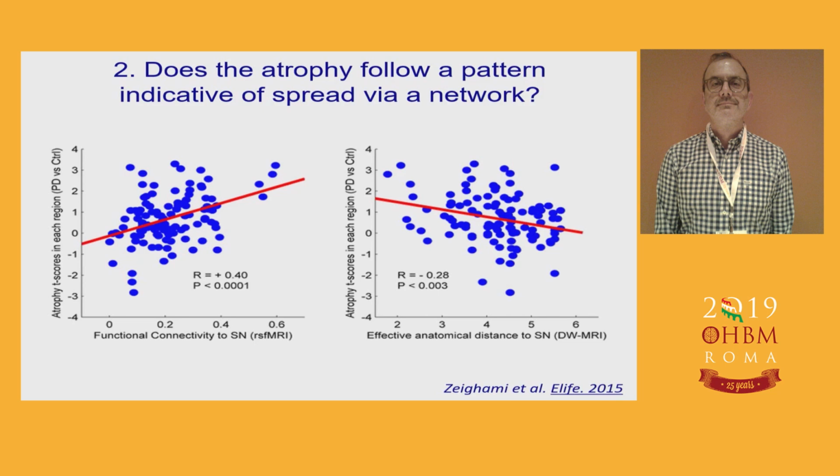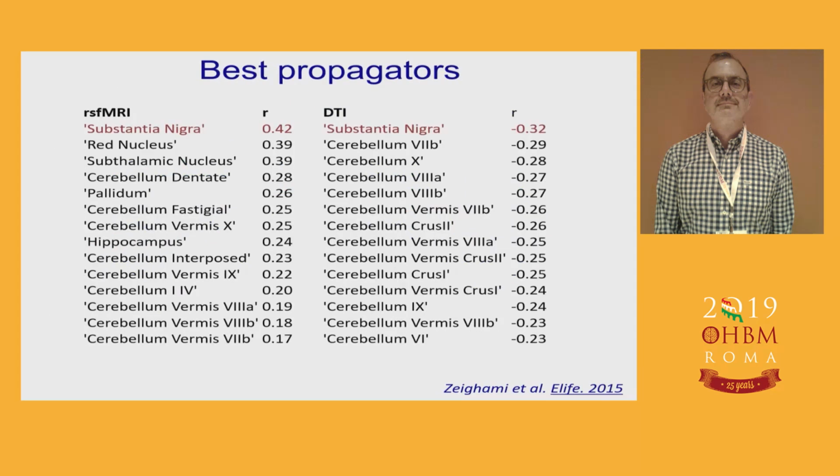And now you can do this same calculation for every region in the brain and measure how likely it is to be the propagator. And when we do this, we find that the substantia nigra comes out as the most likely propagator, whether you use a resting state or a diffusion-based connectome.